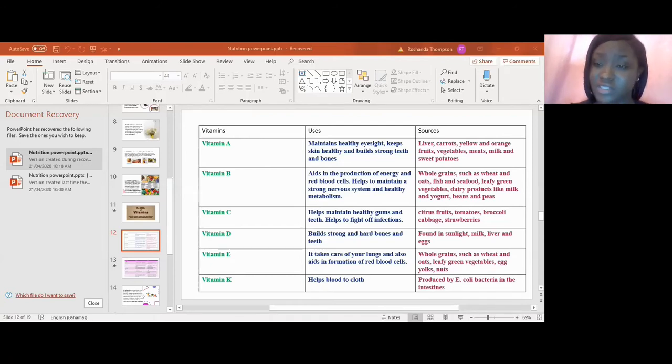Vitamin E. This is the first time you're seeing vitamin E. Vitamin E takes care of the lungs, and it also aids in the formation of red blood cells. Remember we said that vitamin B, right, helps in the formation of red blood cells. So along with vitamin B is also vitamin E. Sources of vitamin E are whole grains, leafy greens, eggs, and nuts.